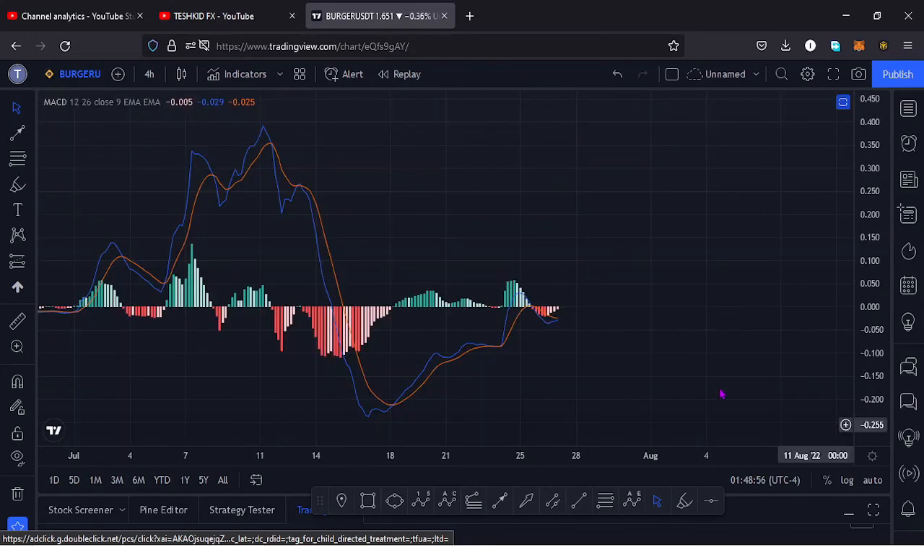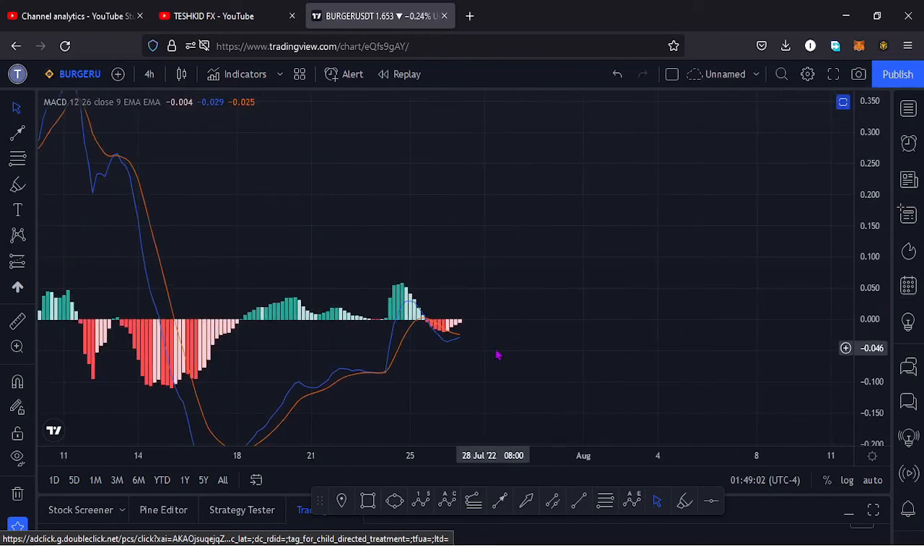On the MACD, we are just about to print something, and soon it seems like here on the 4-hour chart we might print a bullish cross, because you can also see that we are losing the selling volume, and the MAs here are just about to cross. So let's be patient and see how that plays out, and I'll keep you updated.